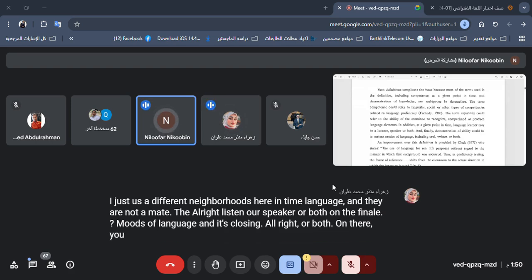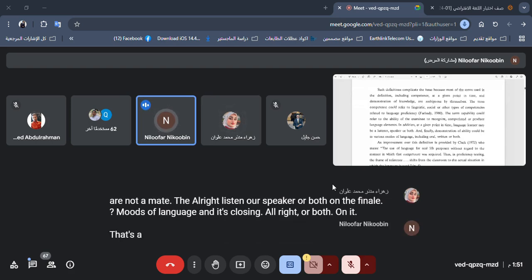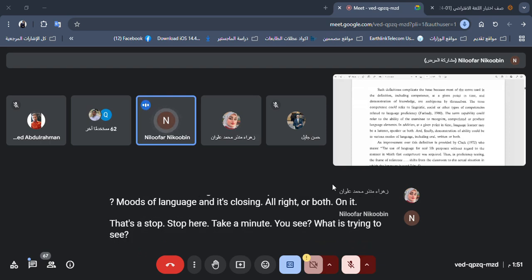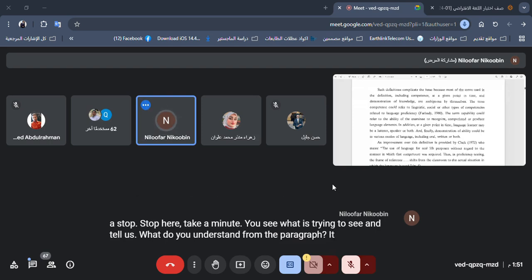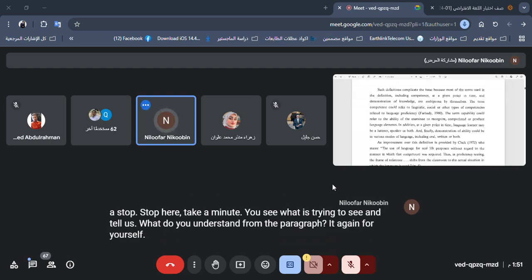Very good. Stop here. Take a minute to see what it's trying to say, then tell us. What do you understand from the paragraph? Read it again for yourself. Think about it, then tell us. One minute.